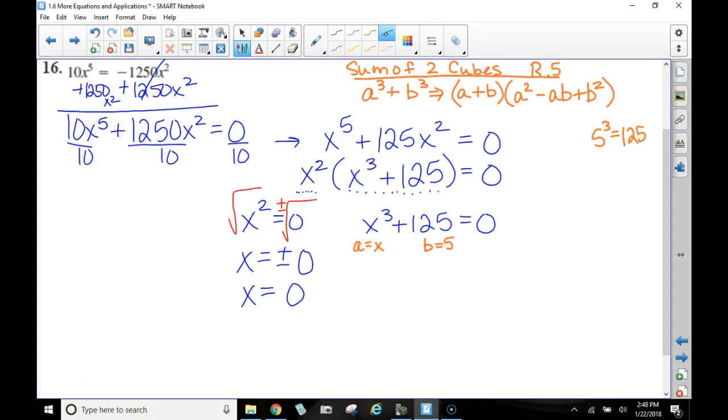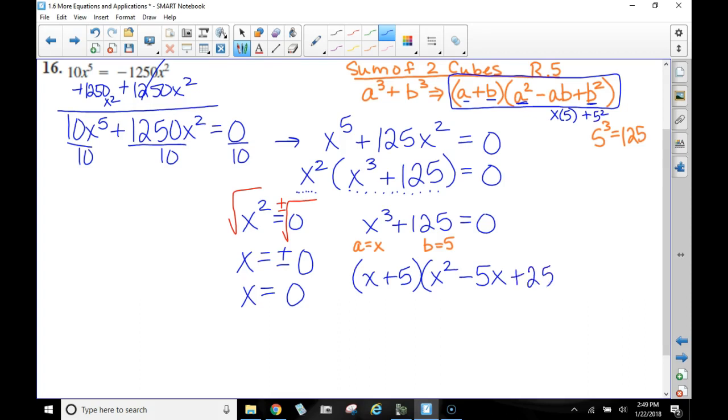So x cubed plus 125, I'm going to use my formula up here, factors into x plus 5 times x squared. Then there's a minus sign in the formula. Here we're going to do x times 5, which instead of writing x times 5, it always looks prettier to write it in the other order, 5 times x. And then the formula says plus b squared. So plus the 5 squared is going to give us plus 25.